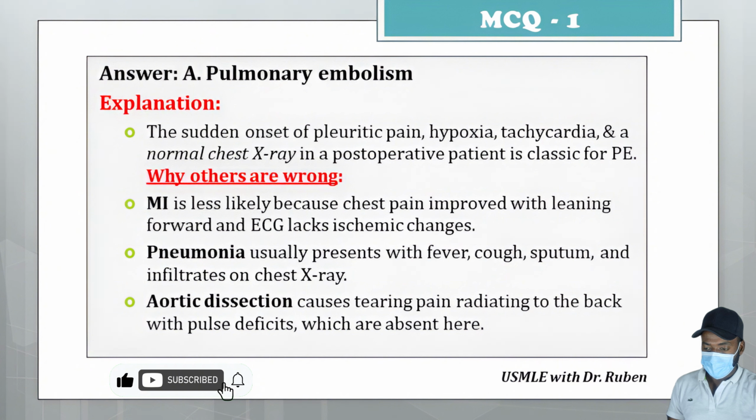changes. Pneumonia usually presents with fever, cough, sputum, and infiltrates on chest X-ray. Aortic dissection causes tearing pain radiating to the back with pulse deficits, which are absent here.